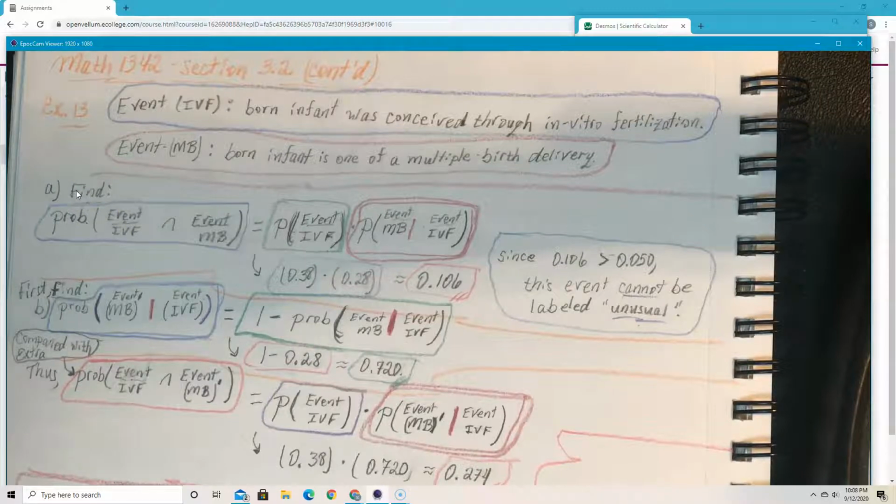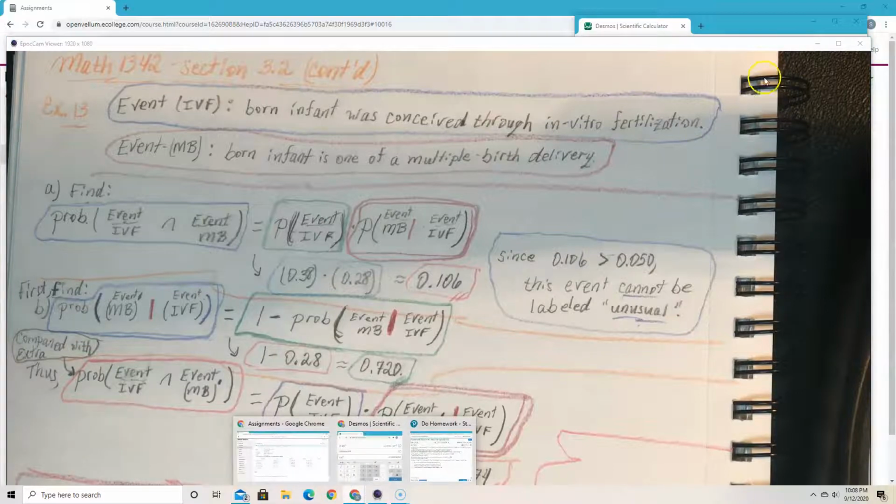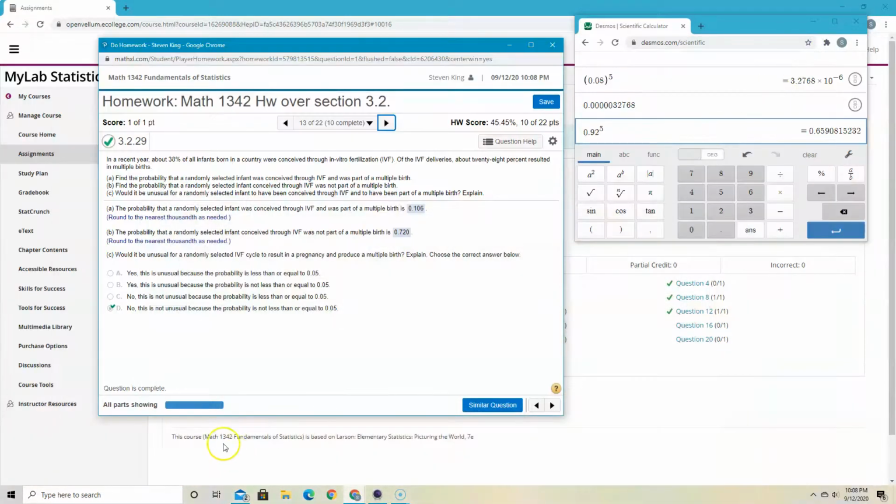Letter A. Find the probability that a randomly selected infant was conceived through IVF, that's the first event, and was part of a multiple birth, the second event. Probability of the first event and the second event.